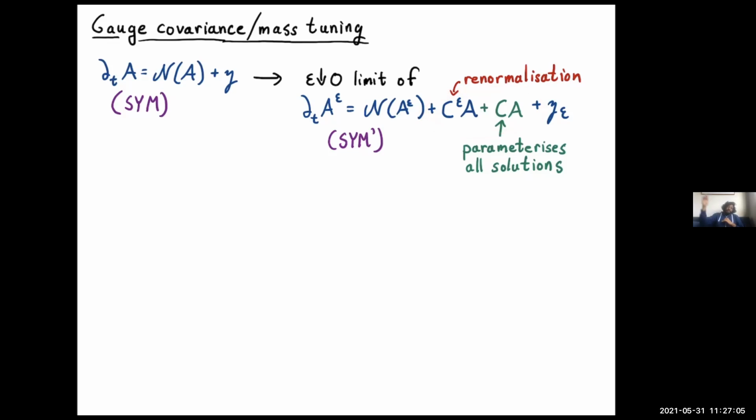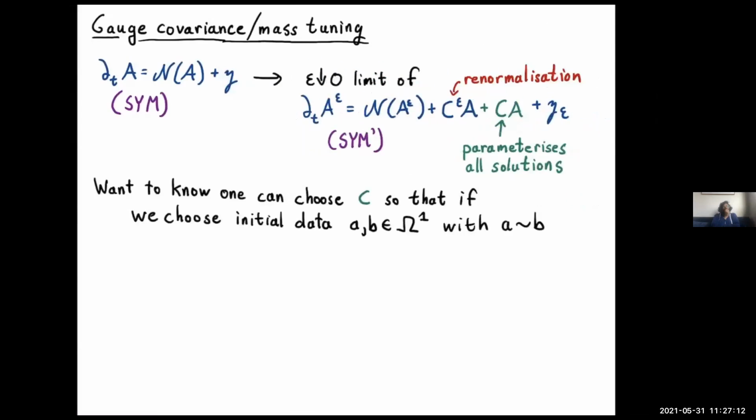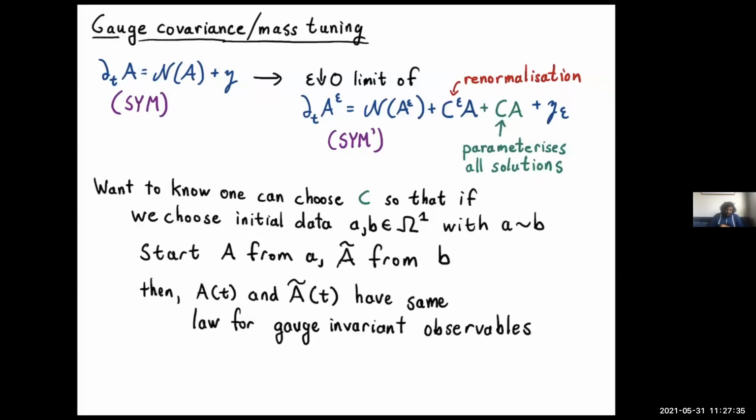So we have a one parameter family of solutions parameterized by this order one shift. One way to think about the first part of our goal is, can we choose this constant so that we have gauge covariance? Suppose we choose two pieces of initial data that are gauge equivalent, which means there's some gauge transformation that takes you from one to the other, so they describe the same physics. Then let's start this dynamic from A, and then also start this dynamic from B.